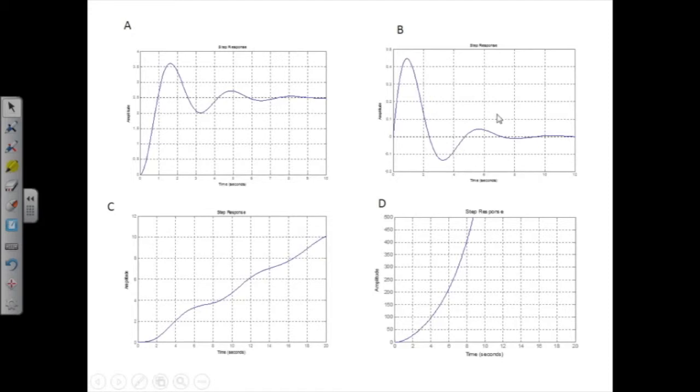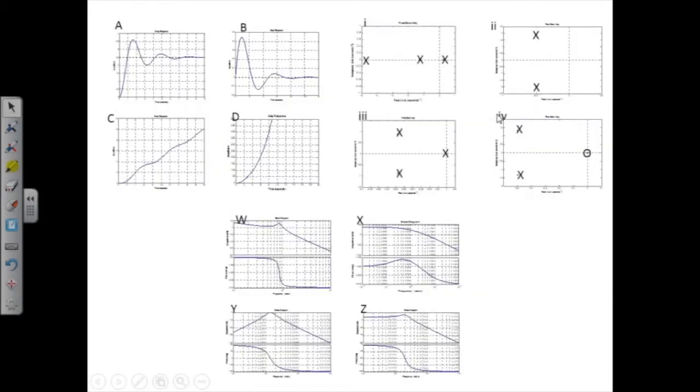Let's go back then to time response B. Okay. Now you've got to tell me what it's matched up with. Give you a couple of minutes to sort it out while these guys leave.